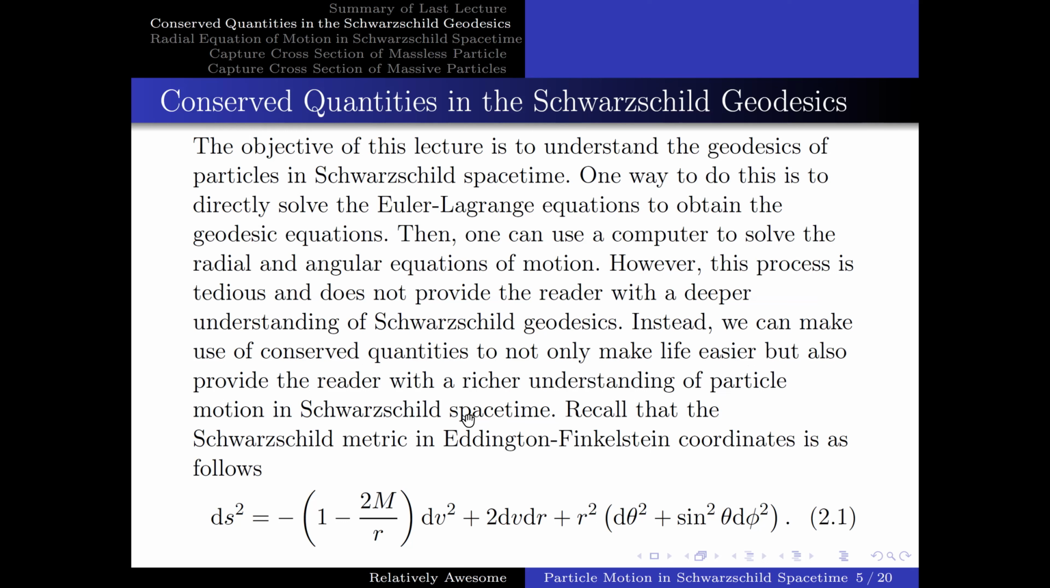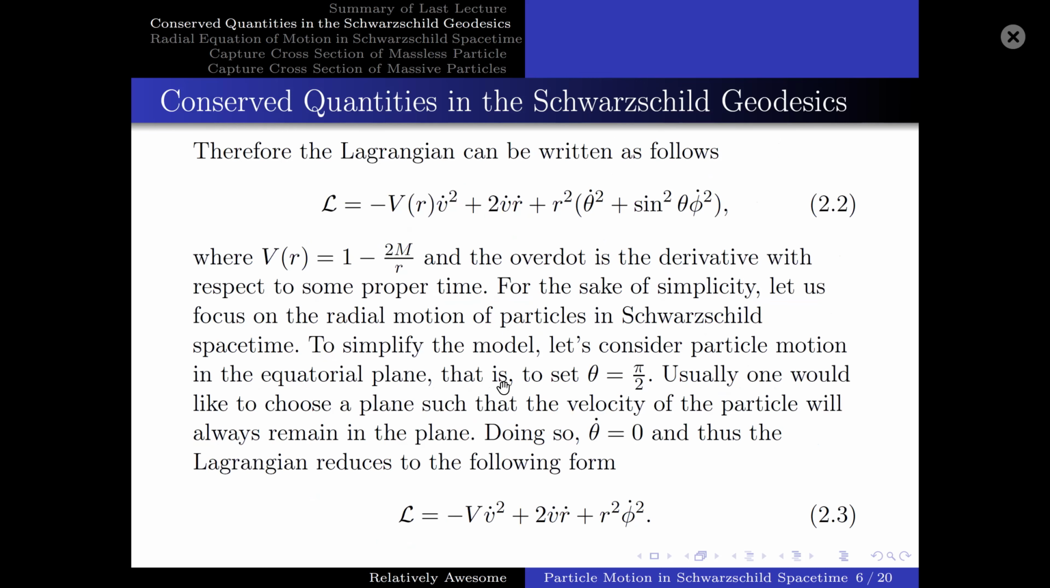Recall that the Schwarzschild metric in Eddington-Finkelstein coordinates is as follows. Therefore, the Lagrangian can be written in the following manner, where V is written as so to save writing, and the overdot represents a derivative with respect to proper time. For the sake of simplicity, let us focus on the radial motion of the particle in Schwarzschild spacetime.